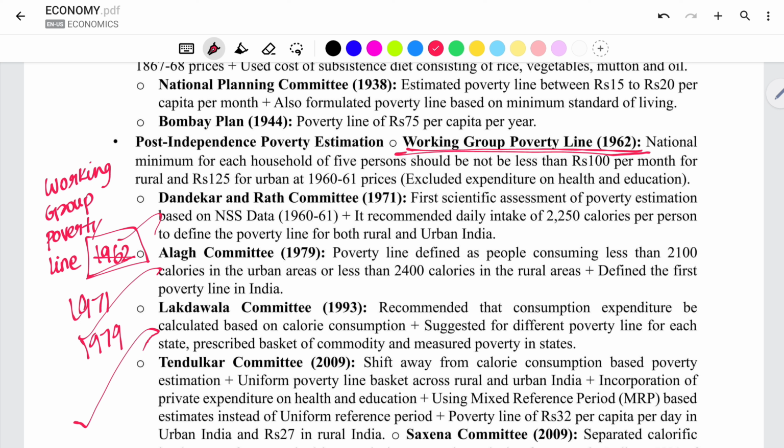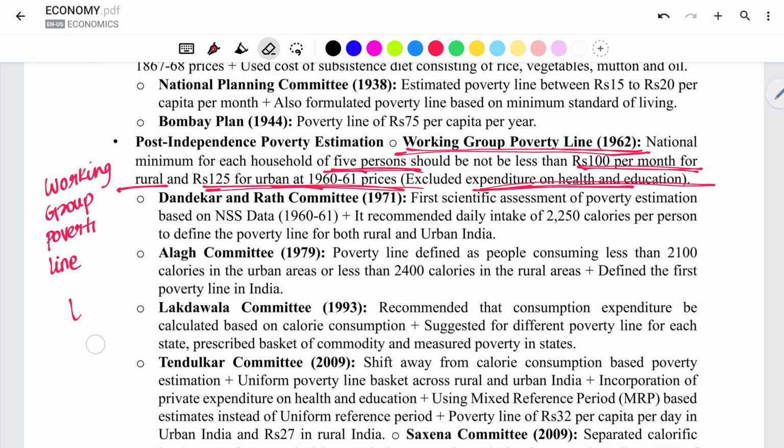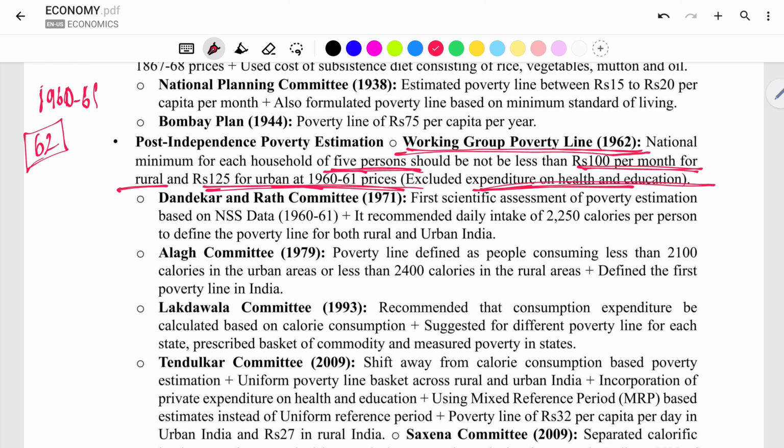The national minimum for each household of 5 persons should not be less than 100 rupees per month for rural and 125 for urban, in 1960-61 prices. They excluded the expenditure on health and education in 1960-61; now we could not exclude health and education. So in 1962, they had the report.